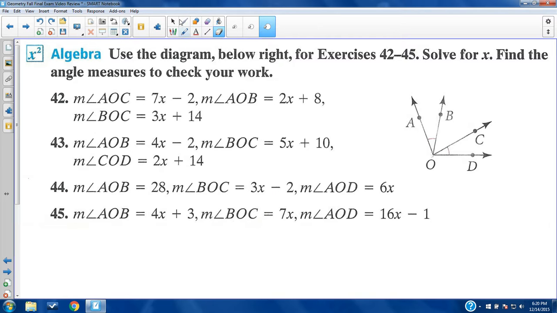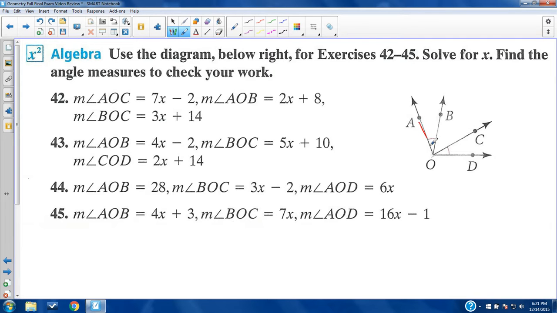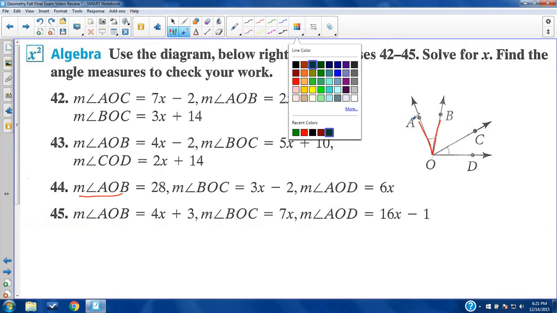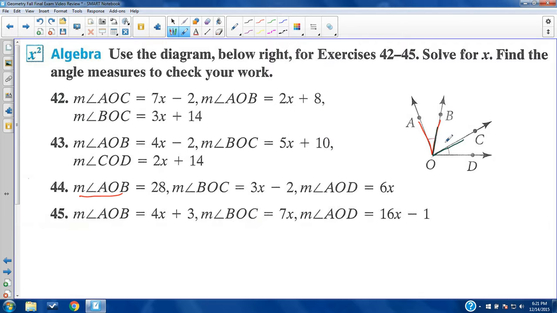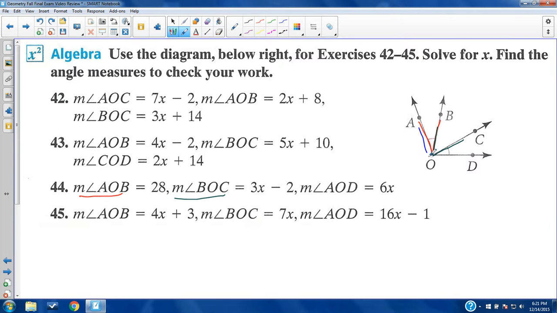Okay, number 44, the measure of angle AOB is 28. It's good to have an actual measure every so often. BOC is 3x minus 2. And AOD is 6x, the entire thing. Okay, in this case, once again, if we add AOB plus BOC, we'll get AOC. But we're missing COD to add to get AOD.